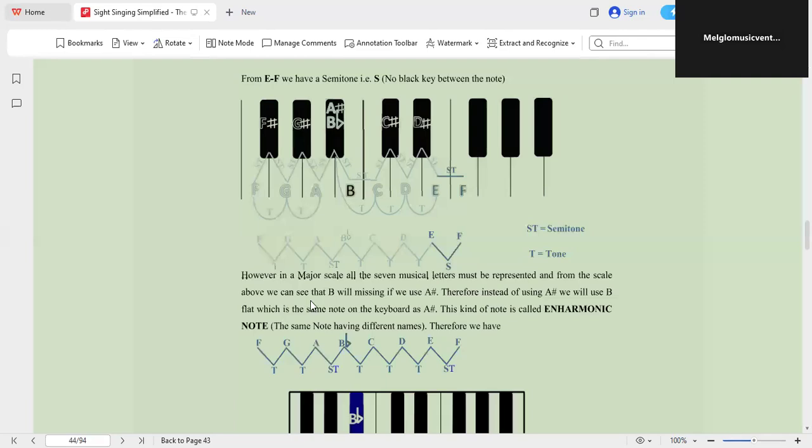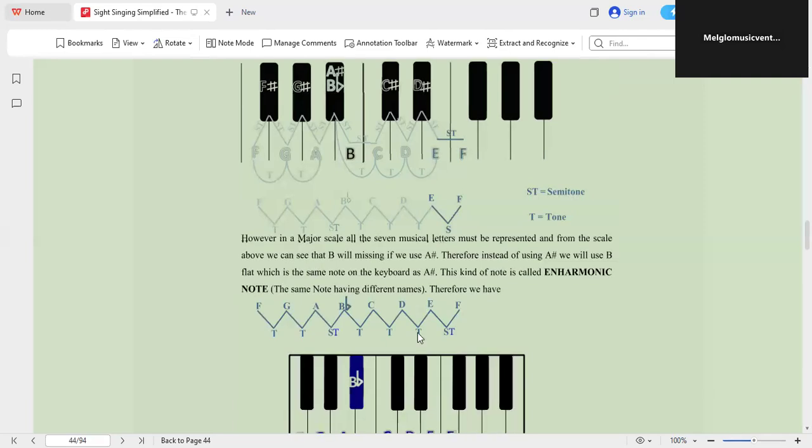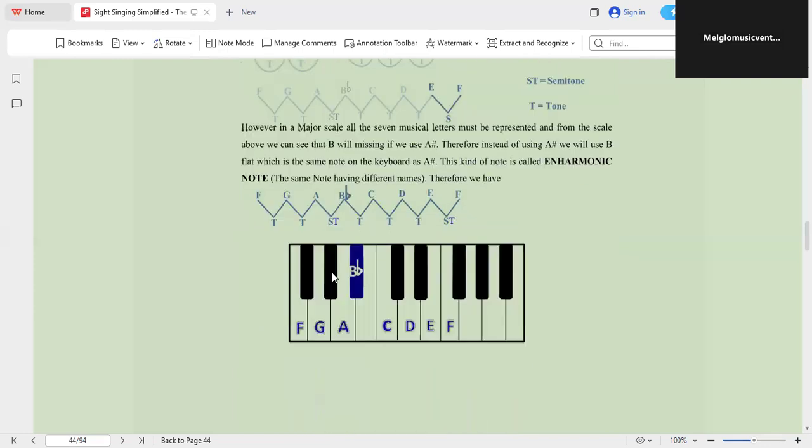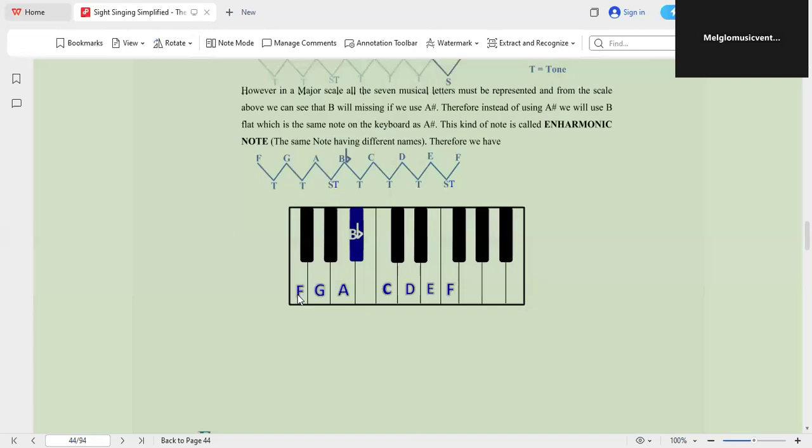So this is how we got our F major scale. We used B flat because if we use A sharp, it's going to be a repetition of A with respect to A, omitting B, which is B flat. So we have to use B flat instead of A sharp. This kind of note is called an enharmonic note, like we explained in our previous session. And so this is the F major scale: F, G, A, B flat, C, D, E, F.